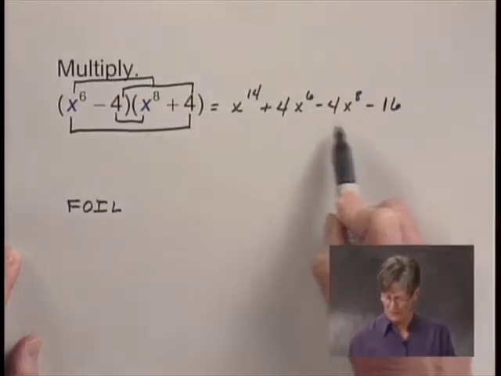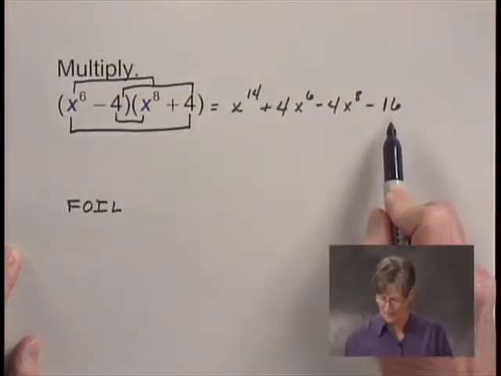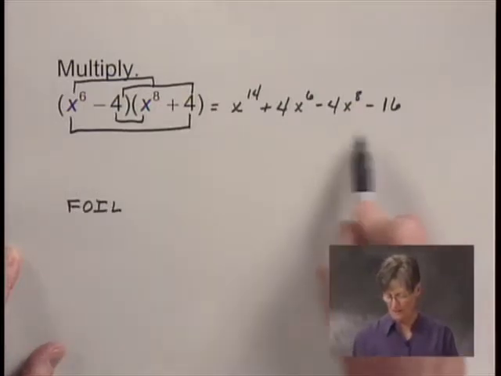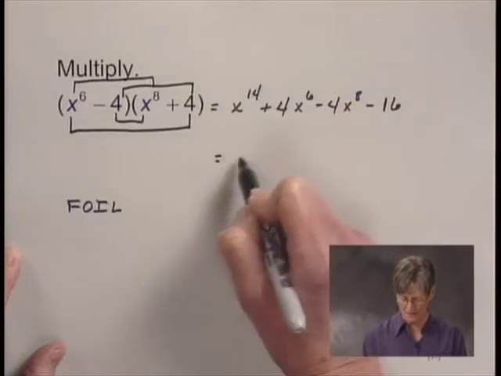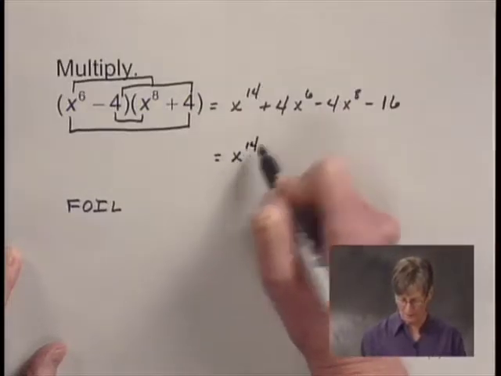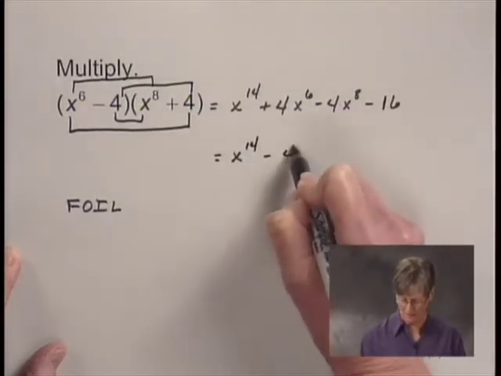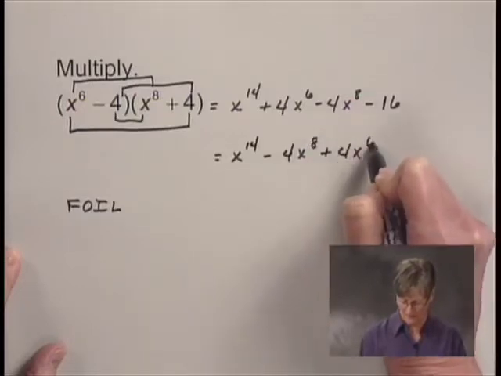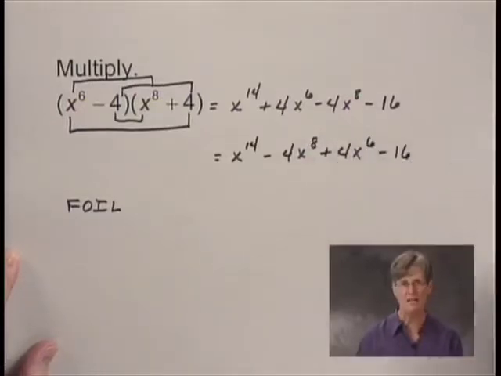And I need now to look and see if I can collect like terms, and there are none that could be collected here. So this is the result, and if we wanted to write it in descending order, we could write x to the 14th minus 4x to the 8th plus 4x to the 6th minus 16.